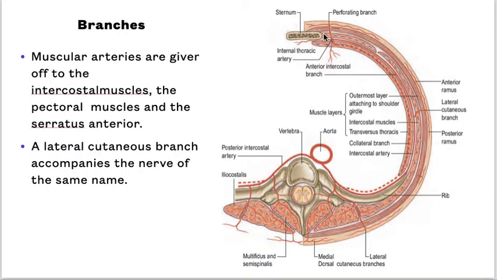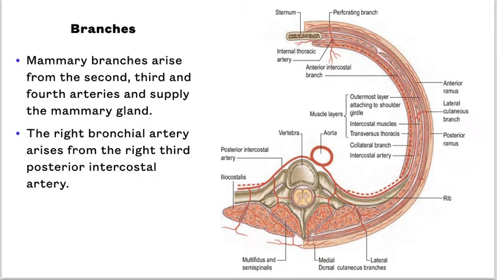Branches. The muscular arteries are given off to the intercostal muscles, the pectoral muscles and the serratus anterior. The lateral cutaneous branch accompanies the nerve of the same name. Mammary branches arise from the second, third and fourth arteries and supply the mammary gland. The right bronchial artery arises from the right third posterior intercostal artery.